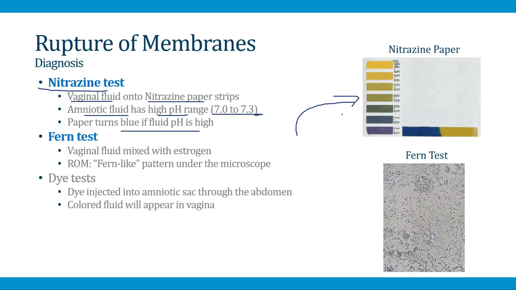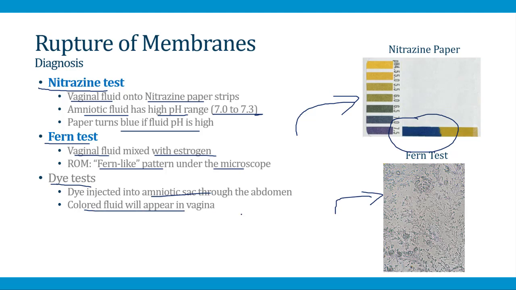This is a picture of nitrazine paper on the screen here, and if you apply some vaginal fluid and it turns blue like this, that indicates a high pH, and that's what you see in women who have ruptured their membranes. Another option is the Fern test. The idea here is that vaginal fluid gets mixed with high levels of estrogen in the amniotic fluid when the membranes rupture, and this causes the fluid to take on a fern-like pattern when you examine it under the microscope. This is a picture of what vaginal fluid after rupture of membranes can look like. You can see it looks like a fern pattern. And then lastly, there are some dye tests that are used in certain special situations. The idea here is to inject dye into the amniotic sac through the abdomen, and the colored fluid will appear in the vagina if membranes have ruptured.